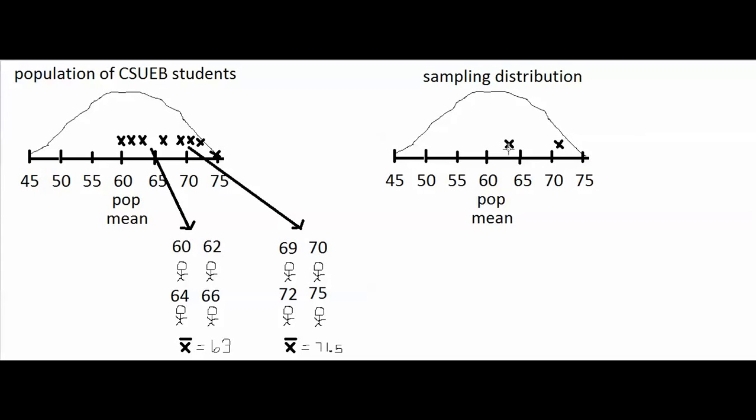So right here we have the mean of one possible sample of 4 people, which is this sample right here. And right here we have the mean of a different possible sample of 4 people, which is this sample right here. Now what if I selected a third sample of 4 students, recorded their heights, and calculated the mean, and this third group of people had a mean of 63.